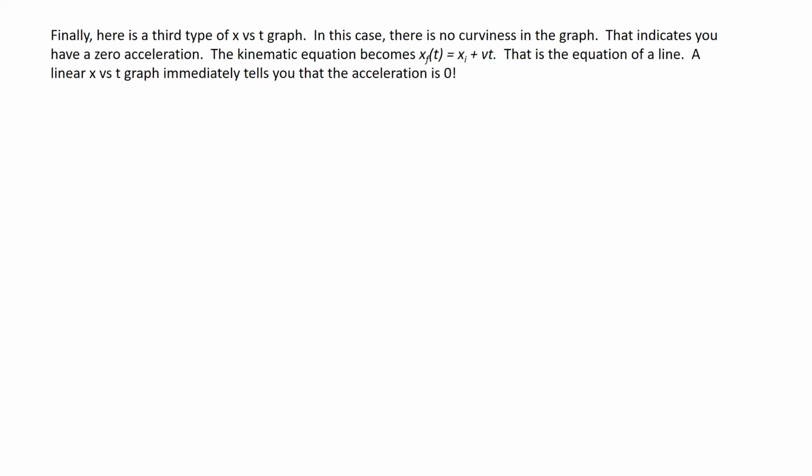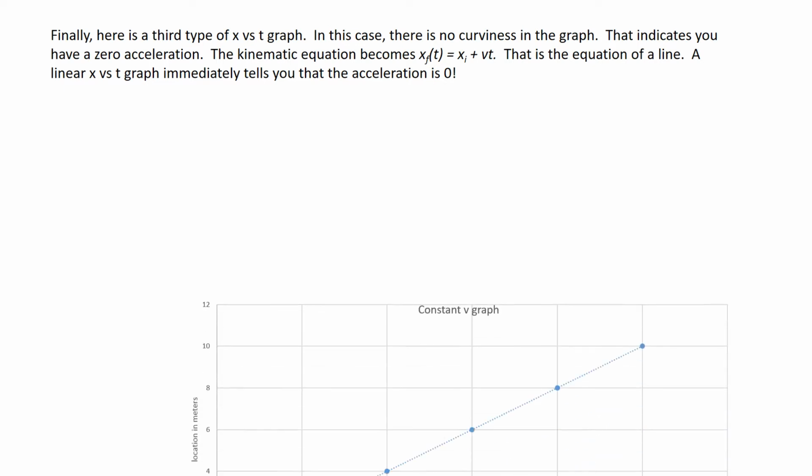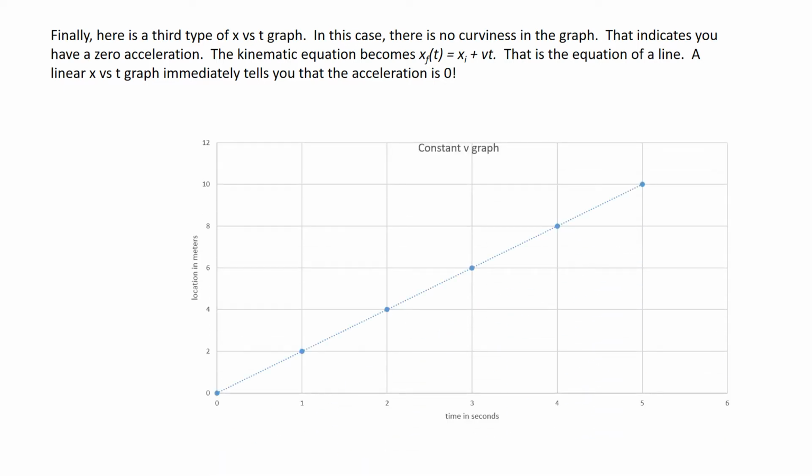Finally, here's the third type of x versus t graph. In this particular case, there's no curviness in the graph. This would indicate that you have a zero acceleration. If you look back at the original kinematic equation, it reduces down now to x final of t is equal to x initial plus v t. This is the equation of a line. A linear x versus t graph immediately tells you that there is no acceleration.